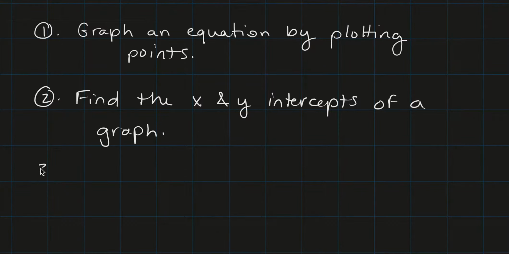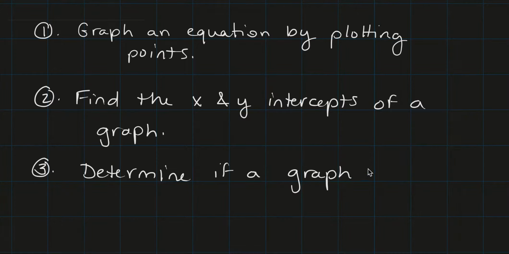and we're also going to review how to determine if a graph is symmetric. And there will be three types of symmetry we'll review. A graph being symmetric about the x-axis, a graph being symmetric about the y-axis, and a graph being symmetric about the origin.